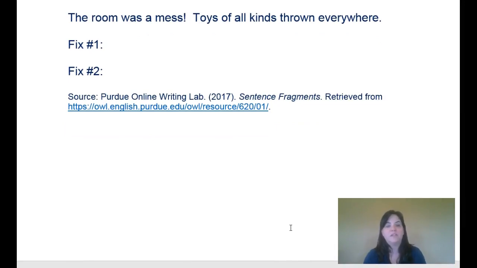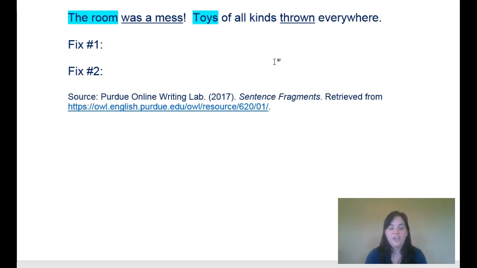The room was a mess, toys of all kinds thrown everywhere. Which of those two sentences is our sentence fragment? Well, our first sentence has a subject, the room, and it also has a predicate, was a mess, and it's a complete thought. So that sentence is not a fragment. Let's look at the other one, toys of all kinds thrown everywhere. Well, this has a subject, toys, and it has a verb, thrown, so I guess we could say it sort of has a predicate, but it's not a complete thought because it's not telling us what about the toys of all kinds thrown everywhere. So that's the sentence I need to fix.